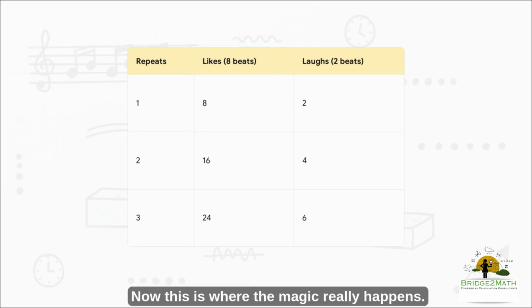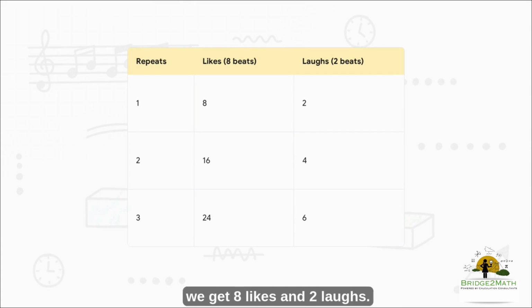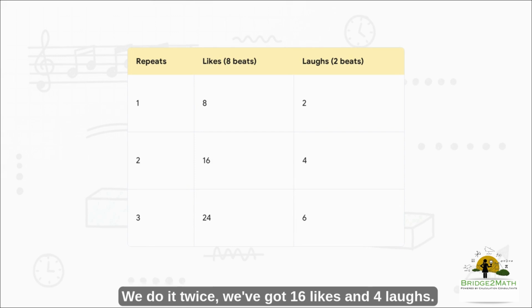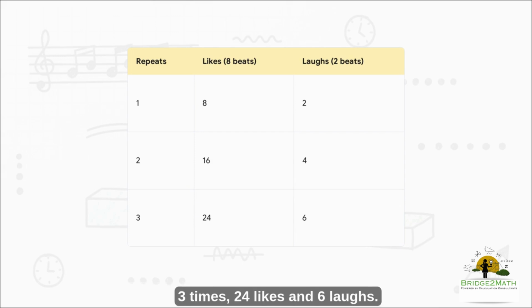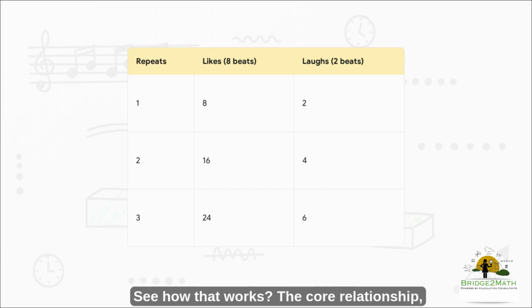Now this is where the magic really happens. What if we need to scale this whole thing up? Easy. We just repeat the beat. So if we go through the pattern once, we get 8 likes and 2 laughs. We do it twice, we've got 16 likes and 4 laughs. 3 times, 24 likes and 6 laughs. See how that works? The core relationship, that 8 to 2 ratio, stays exactly the same. We're just scaling it up with rhythm.